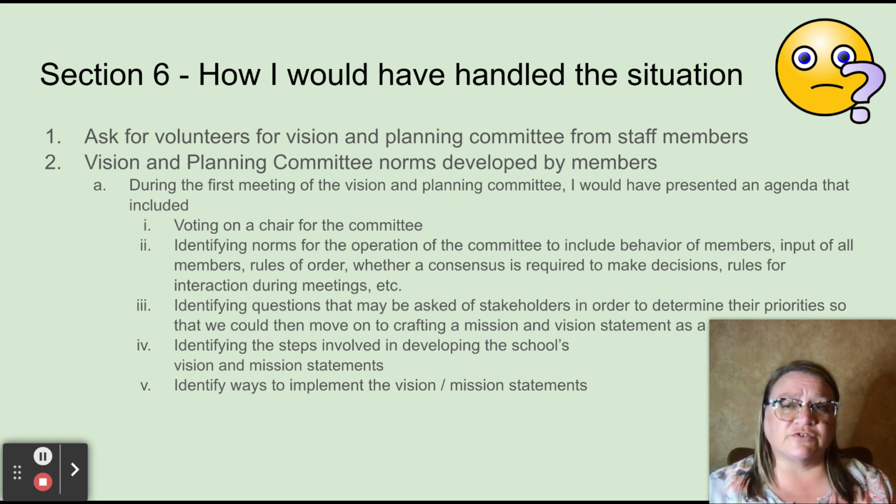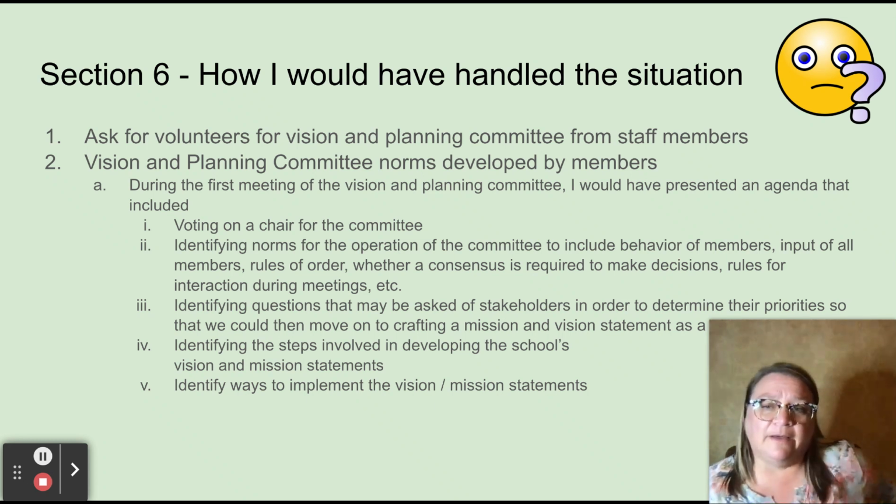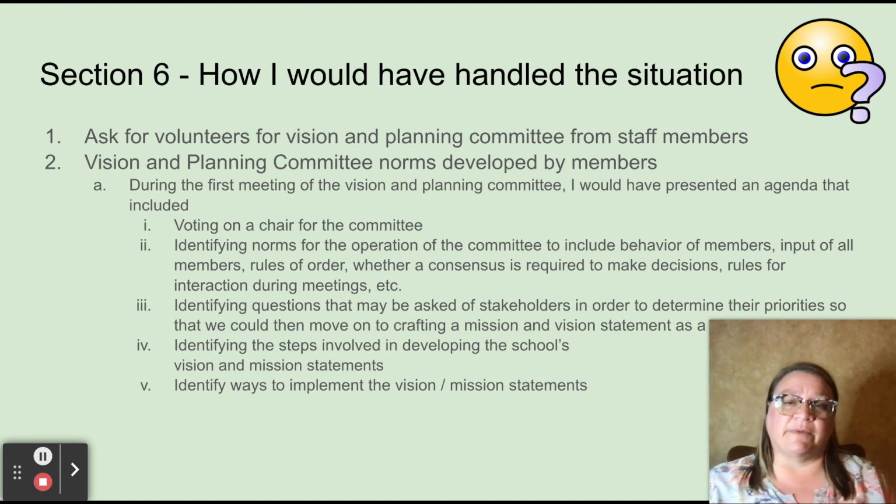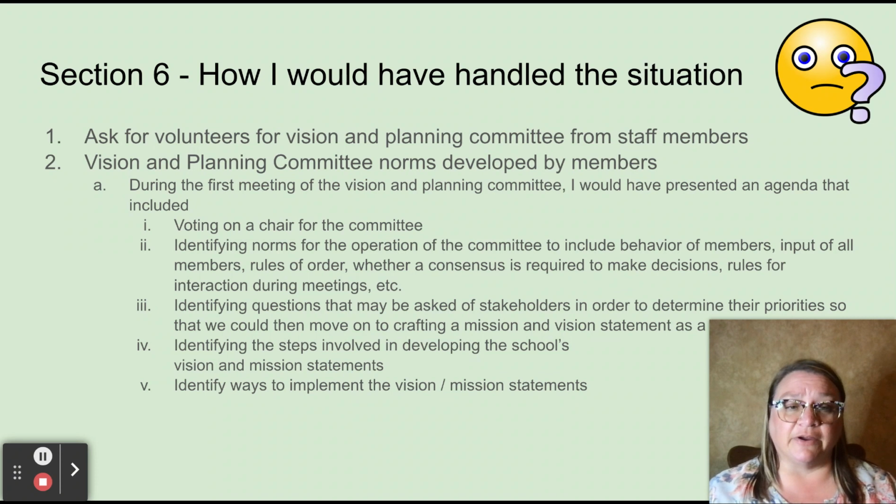During that first meeting of the Vision and Planning Committee, I would have created an agenda, and that agenda would have included voting on a chair for the committee, identifying the norms for the operation of the committee that include behavior of members, input from members, rules of order, whether consensus is required to make decisions, rules for interactions during meetings, things like that. Third, we would be identifying any questions that might be asked of stakeholders in order to determine their priorities. So then we can move on with crafting a vision and mission statement as a team that includes those priorities.